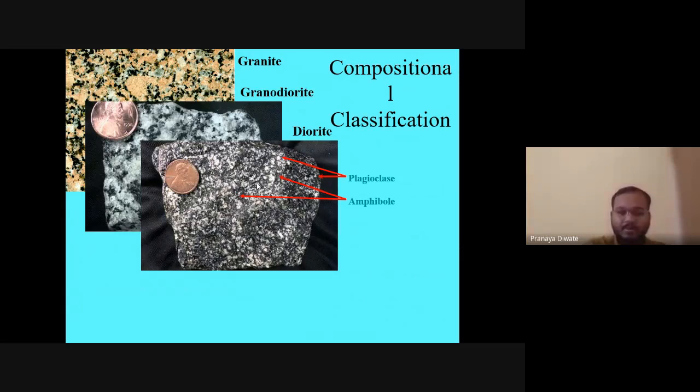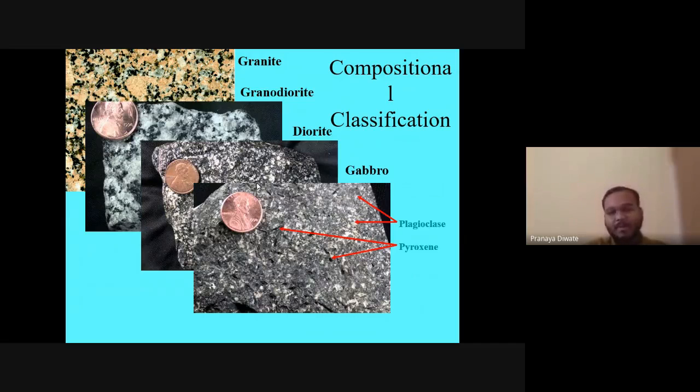Then you have gabbro, which is a very famous and popular one. Granite and gabbro are two popular rocks, and gabbro has plagioclase plus pyroxene in it.